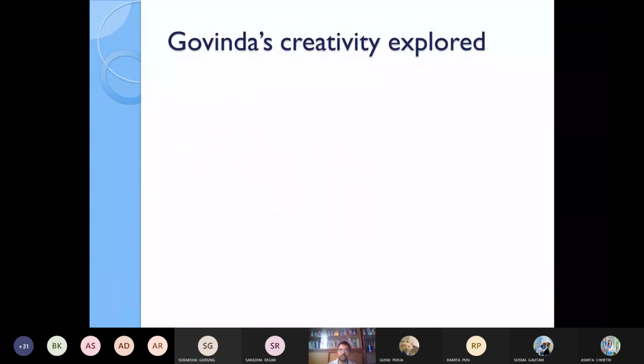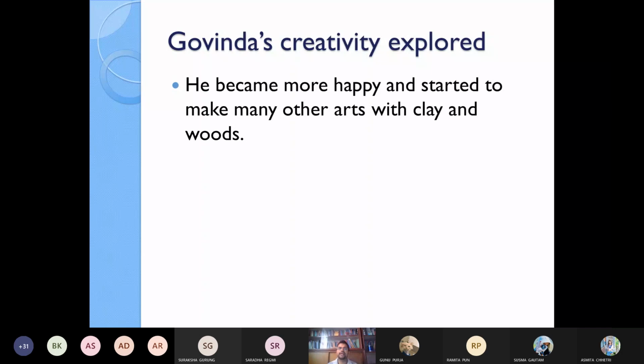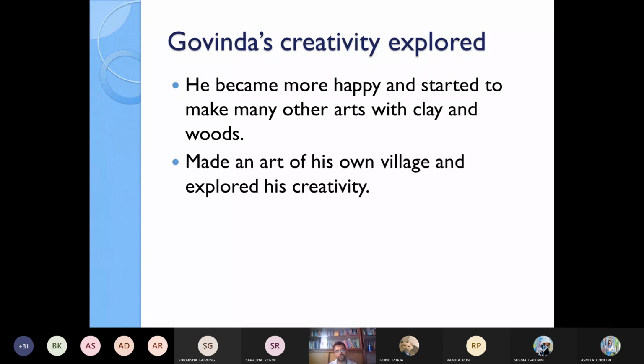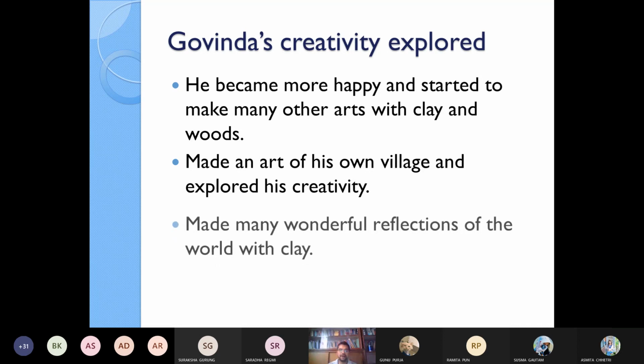Now, in this way, Govinda's creativity, Govindako antarik kala prasputan bhayo. Then he explored. He became more happy and started to make many other arts with clay and wood. He made an art of his own village and explored creativity. Everyone in the village looked at his art and they became very happy, and they knew that Govinda was not simply a gateman, but a very intelligent man.